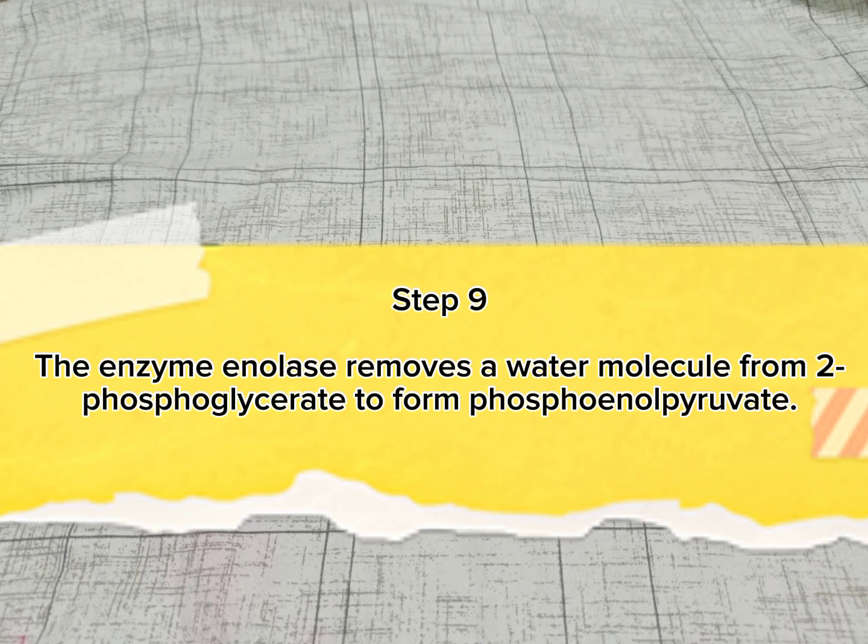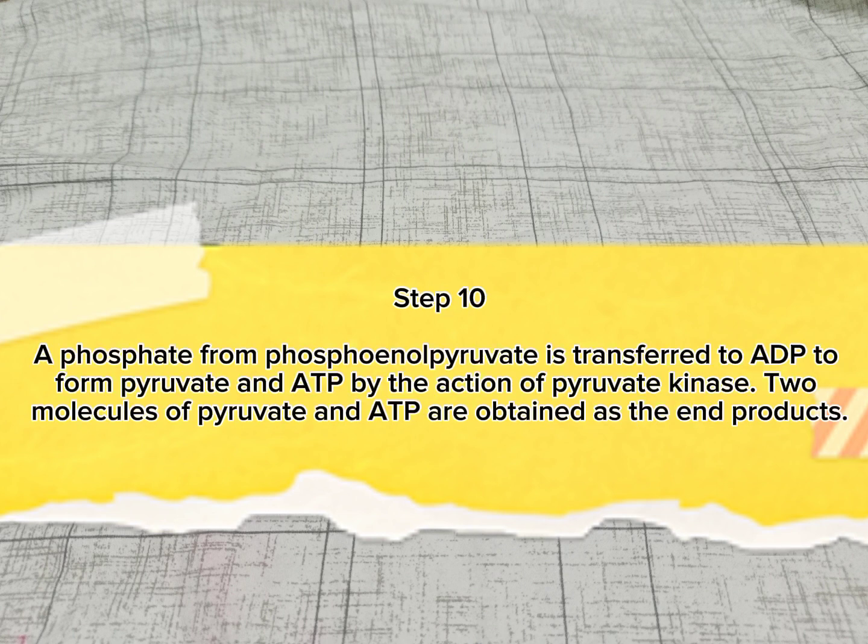Step 9. The enzyme enolase removes a water molecule from 2-phosphoglycerate to form phosphoenolpyruvate. Step 10. A phosphate from phosphoenolpyruvate is transferred to ADP to form pyruvate and ATP by the action of pyruvate kinase. Two molecules of pyruvate and ATP are obtained as the end products.